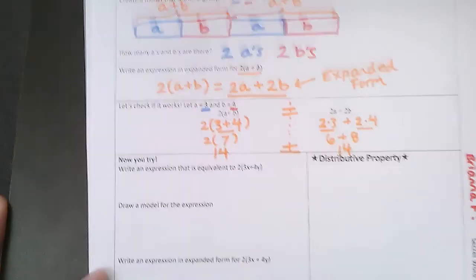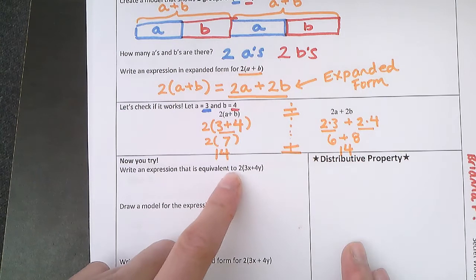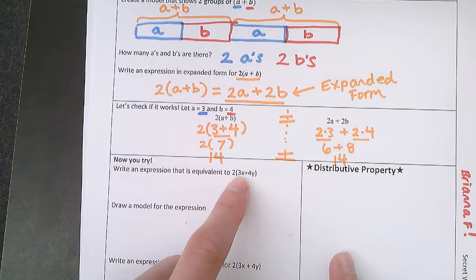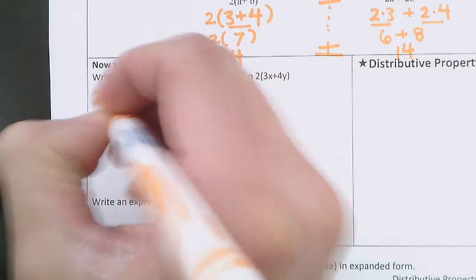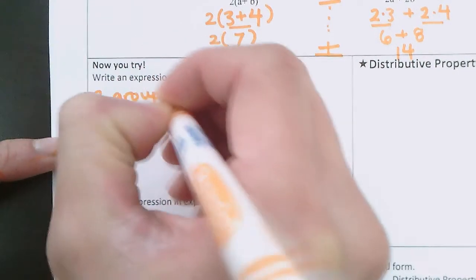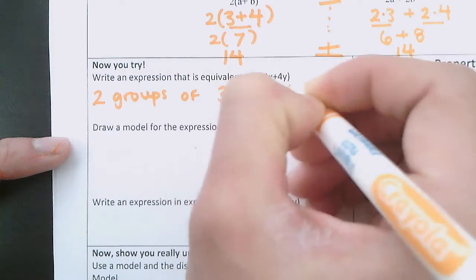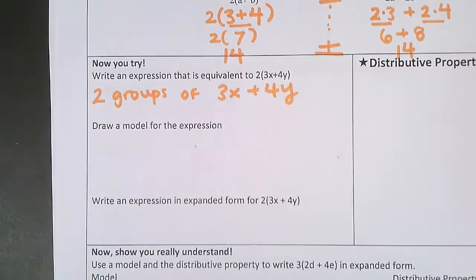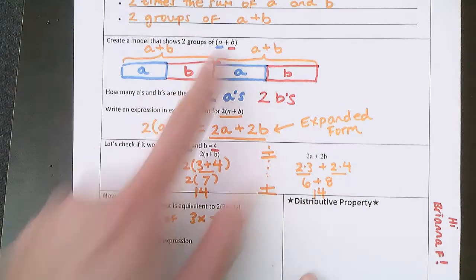Okay. Now, let's try practicing some on your own. Write an expression that is equivalent to 2 times the sum of 3x plus 4y. Well, 2 times the sum of 3x plus 4y, this is the same thing as 2 groups of 3x plus 4y. And what I want you to try now is the same way that we drew out two groups of A plus B up here.